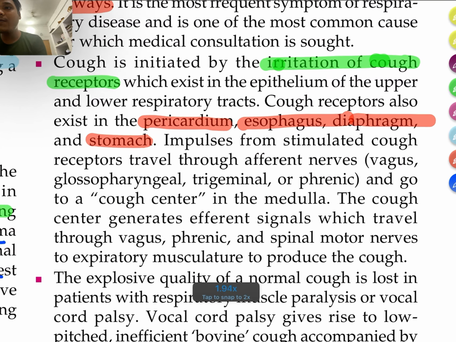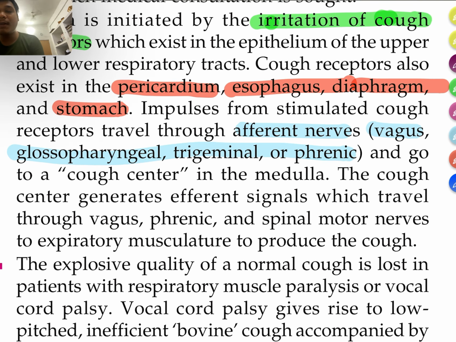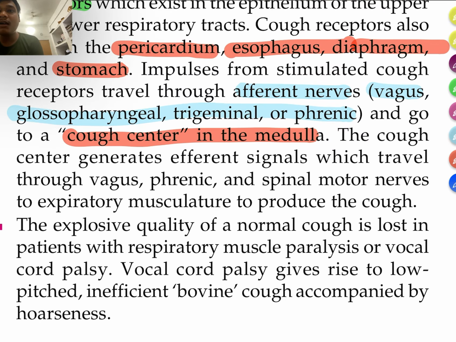So impulses from the stimulated cough receptors travel through the afferent nerves, that is the vagus, glossopharyngeal, trigeminal and phrenic nerves. You have to remember what they are: ninth, 10th, 5th, as well as the diaphragmatic or phrenic nerve. What I have told is 5th, 9th, 10th. And they stimulate the cough center in the medulla, and the cough center sends efferent signals that travel through the vagus, phrenic and spinal motor nerves to the expiratory muscles that produce the cough.